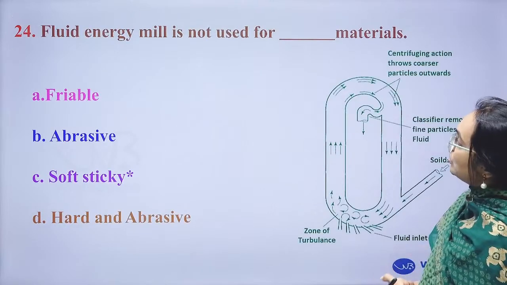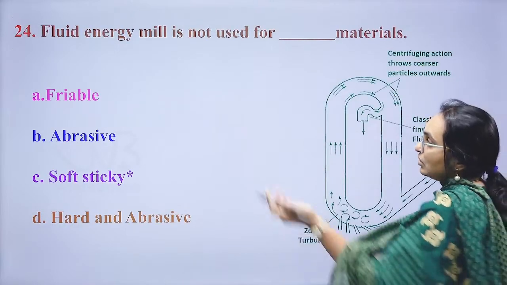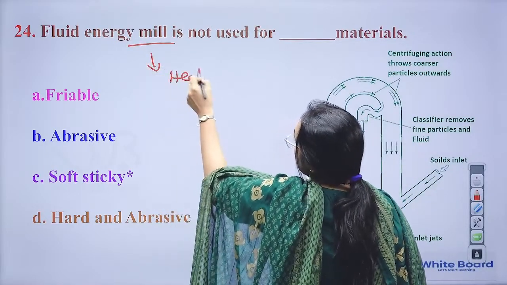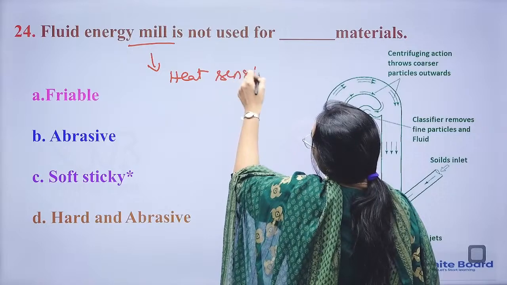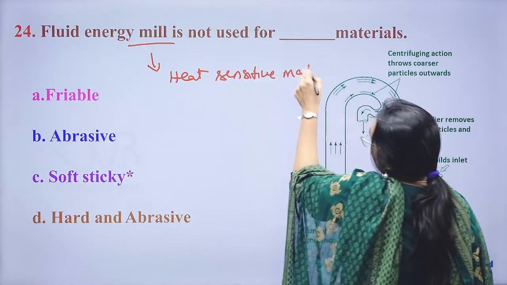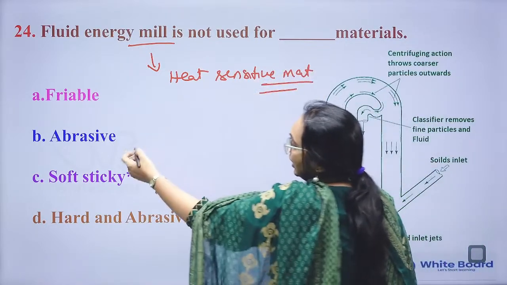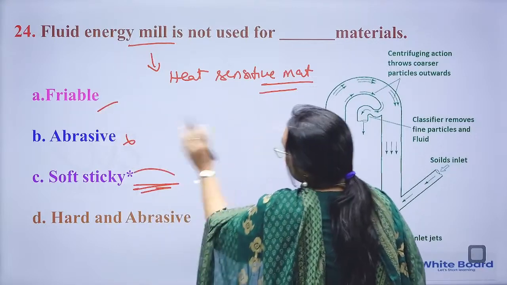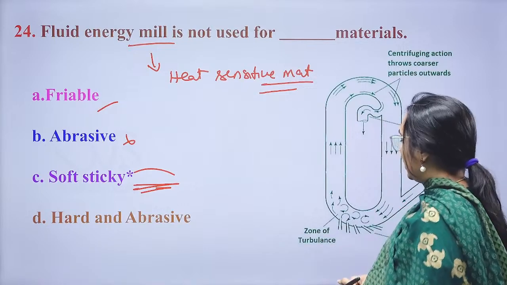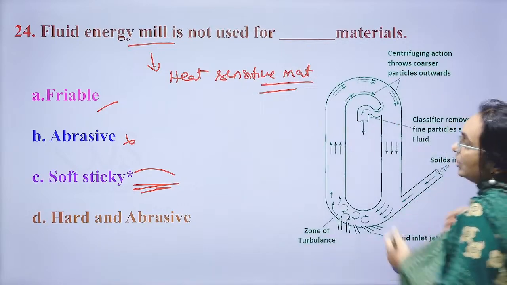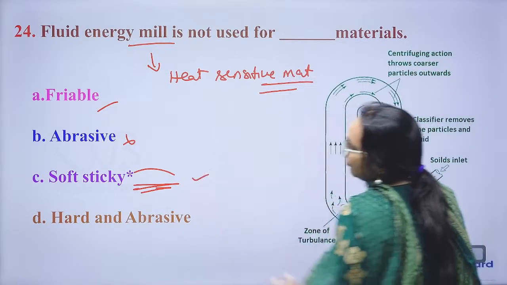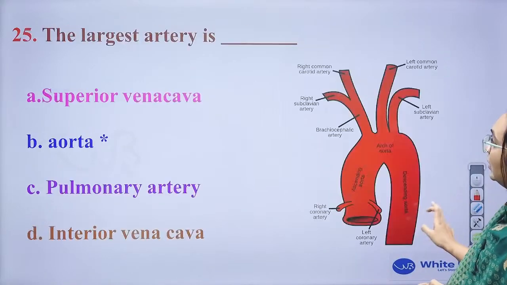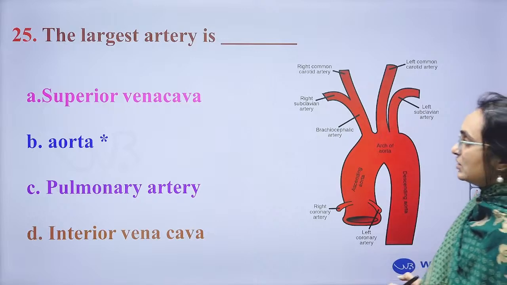Fluid energy mill is not used for these materials. Just now, we said a fluid energy mill is used for heat sensitive materials. It is not used for sticky or soft materials, which are abrasive or friable; soft, sticky materials will make this process difficult. So, fluid energy mill is not used for soft and sticky materials. Answer is C.